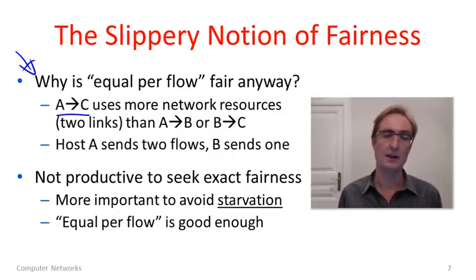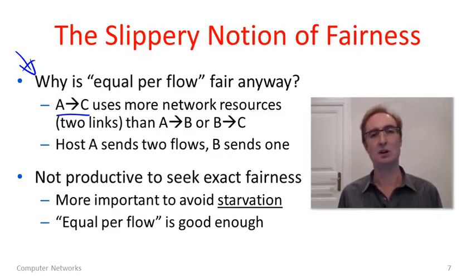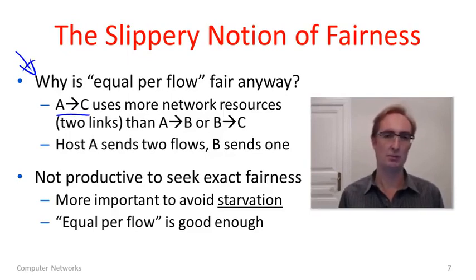In addition, we could look from a host point of view, not a flow point of view. Host A is actually getting to send two flows worth of traffic. So host A is sort of getting to send twice as much traffic as host B if we give an equal amount per flow. Well, that doesn't seem right either, so it's not fair in that sense. So as you can see here, fairness is a pretty slippery notion, and it's not clear how we should best define it.